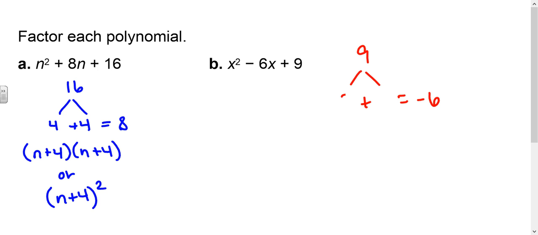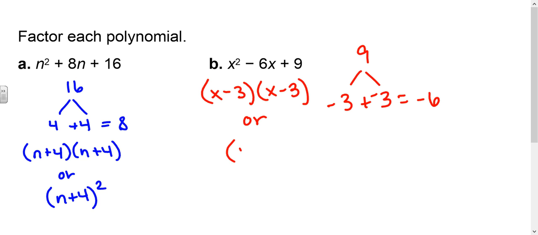So it looks like 3 and 3 are going to be our numbers, but remember they both have to be negative for this to work. So it's going to be x minus 3 times x minus 3. But another way to write that would be x minus 3 squared. So these ones are your perfect square trinomials, because if you square this, it's going to end up with what we started with.